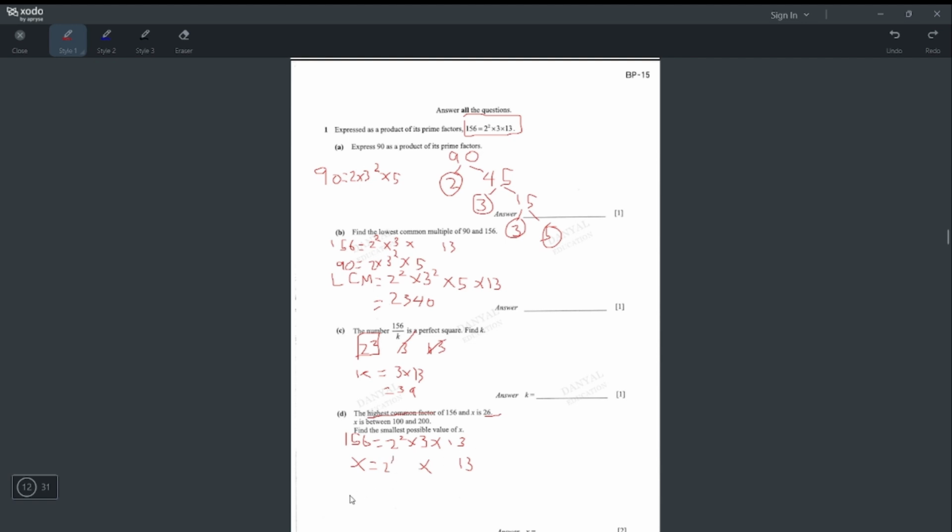What's next is we can do trial and error, where 26 is 26 times 1, and 52 is 26 times 2, and so on. We realize that the first number between 100 and 200 is 104. However, we realize that 104 is not valid because if you prime factorize it, it'll be 2 cubed times 13. As we mentioned earlier, it cannot be the case. So the first valid x is 130.